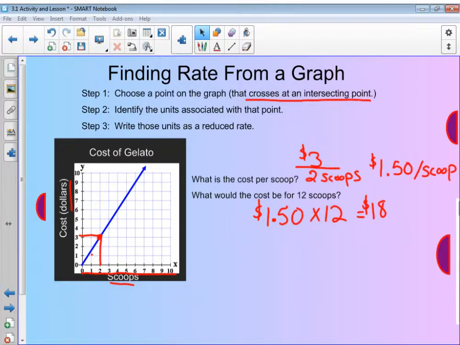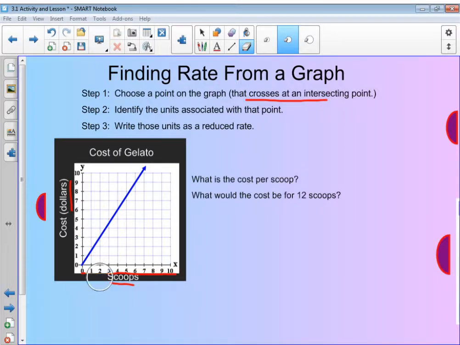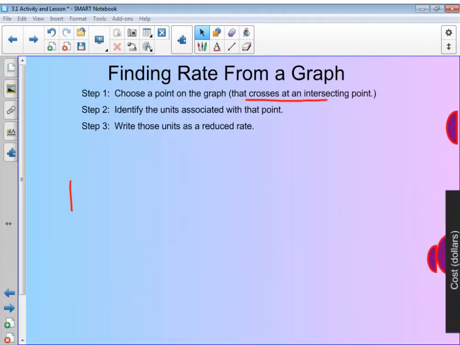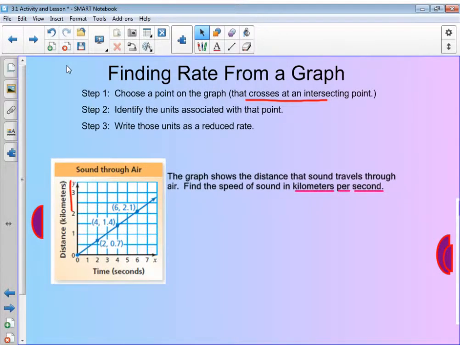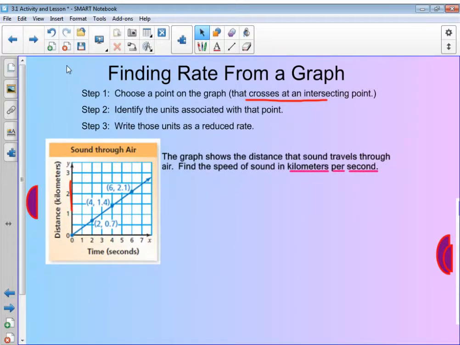Okay, so I'm going to go ahead and pull another one out and we'll work through this one. Okay, so here we have the graph shows the distance that sound travels through air. Find the speed of sound in kilometers per second.